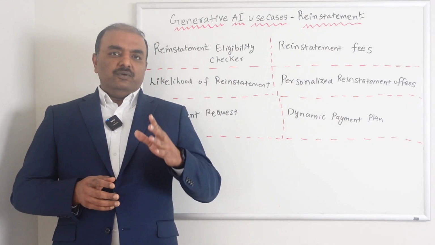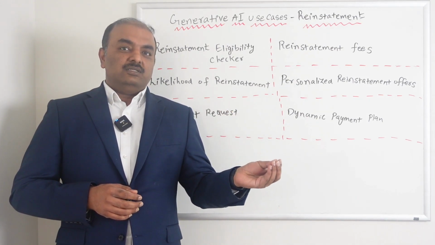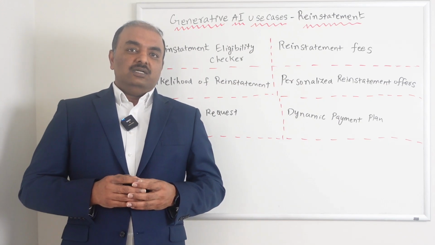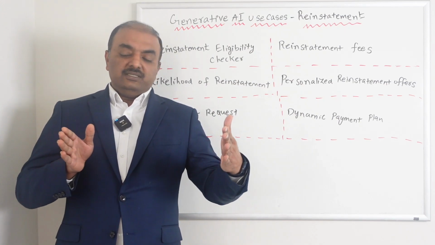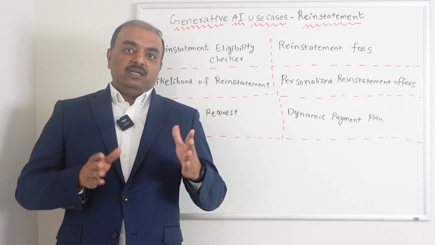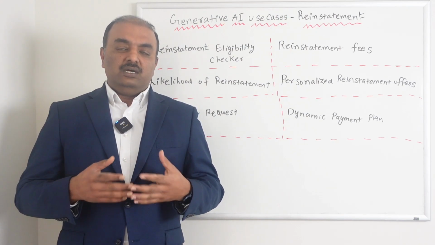Dynamic payment plan. Most of you who have worked in reinstatement know that when a policyholder cancels the policy and then comes back after 3 months or 1 month, it is very important to understand that if the policy period is there only for 3 months, you cannot have the old payment plan. Based on the remaining period, the system has to generate the new payment plan, maybe 3 months or quarterly, etc.